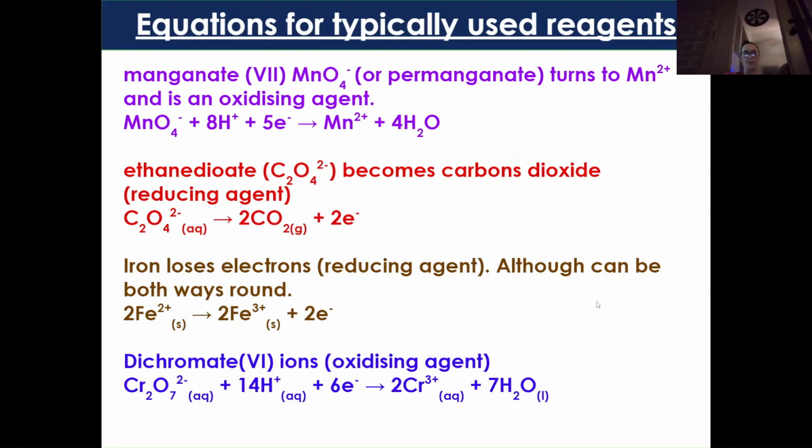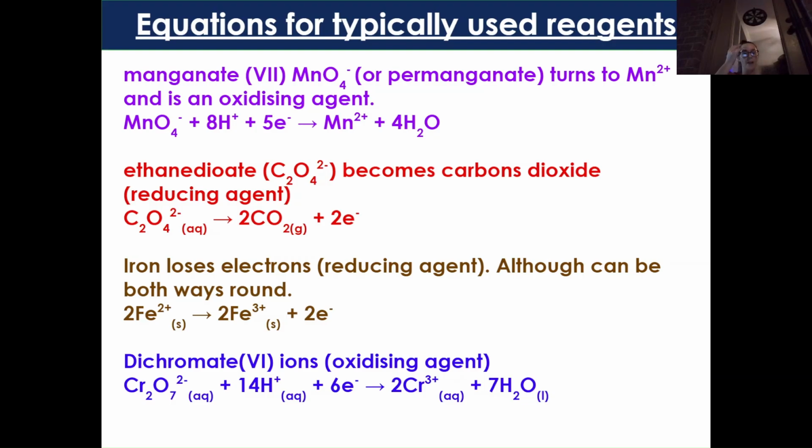So here are some equations for typically used reactants in redox titrations. Permanganate is a big one, because permanganate is a very strong oxidizing agent. So a lot of times it is used to oxidize other things, and it's very common to use it with iron to oxidize it. Ethanedioate can become carbon dioxide. Ethanedioate is a really strong reducing agent, so it reduces other things and becomes oxidized.